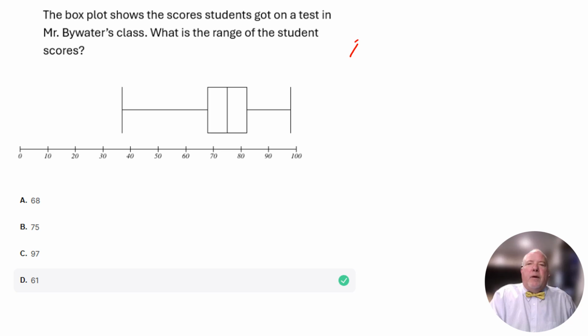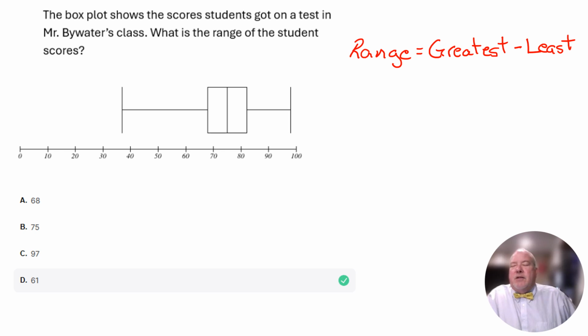So the way that you find the range of a set of values is the greatest minus the least. And that's something that you need to know. So you need to know how to find the range. So the greatest minus the least. So the difference between the largest value and the smallest value is the range.